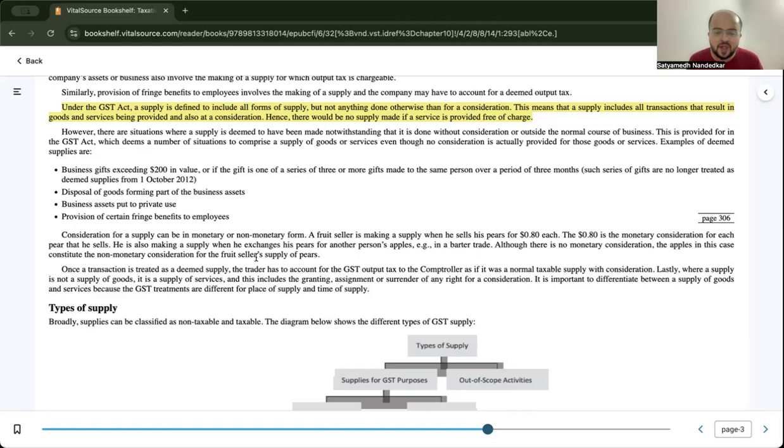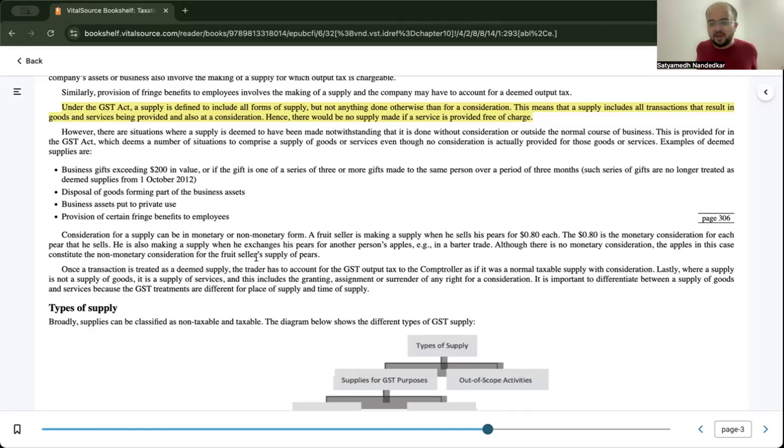Business gifts exceeding $200 in value, or if the gift is one of a series of three or more gifts made to the same person over a period of 3 months. Which means if a business gifts goods to someone whose value is more than 200, it will invite GST. If you give three consecutive gifts to a person over a period of 3 months, then also it will invite GST. Disposal of goods forming part of the business assets.